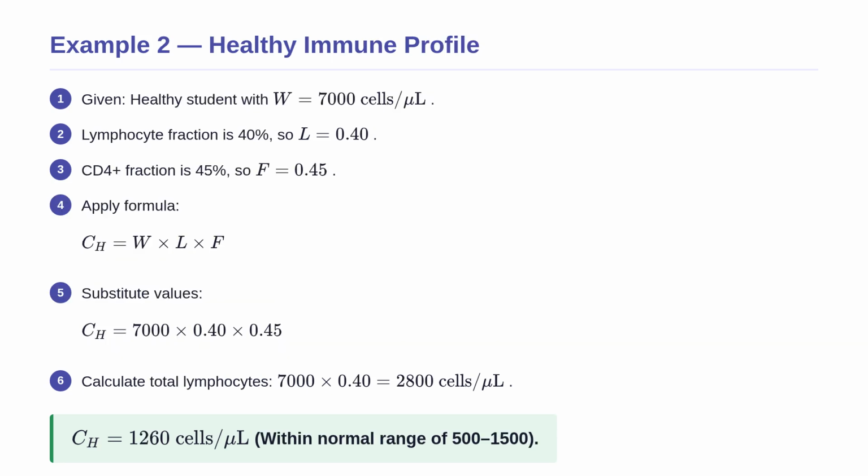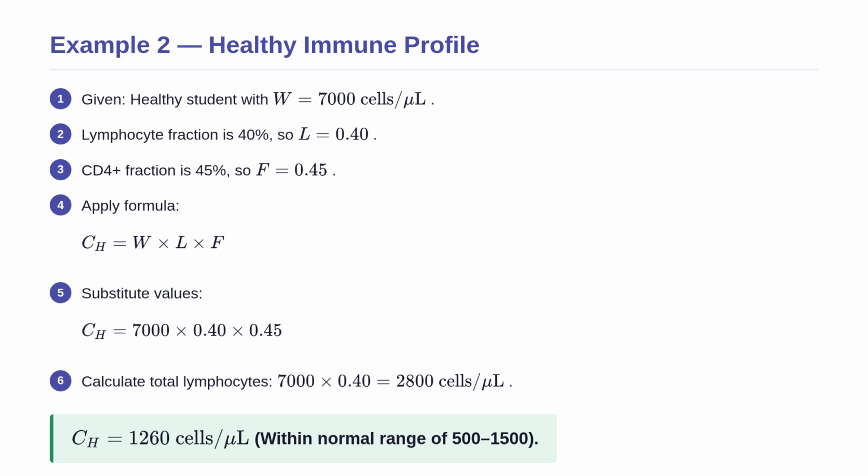To truly grasp the severity of the previous patient's condition, let us calculate the profile of a completely healthy university student. We are given a total white blood cell count of 7,000 cells per microliter. Their lymphocyte fraction is 40%, and their CD4 positive fraction is 45%. We want to find their absolute CD4 count.